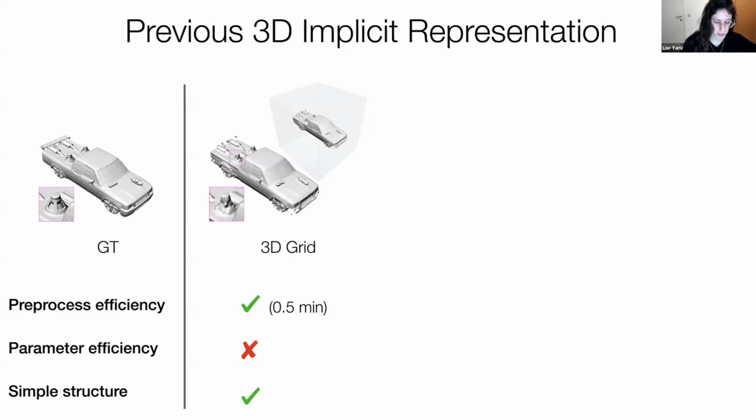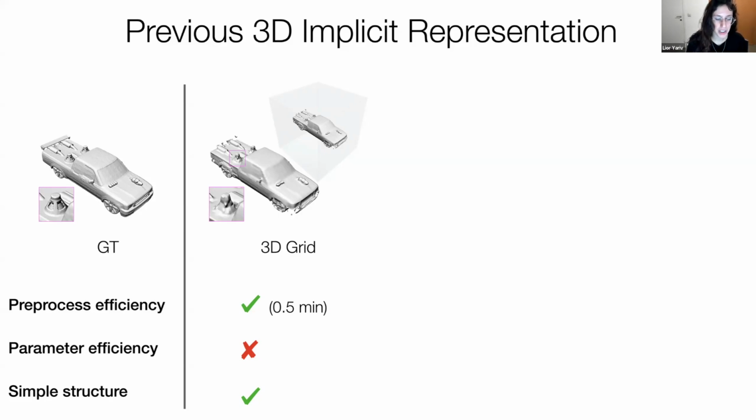So in terms of preprocess, it's very efficient. Think of it as in images, right? We just need to store the SDF values on the voxels of the grid, like sampling an image. That is very efficient and can be done in like half a minute. Its structure is very simple. It's a 3D grid, and you can use 3D convolution, and everything that is basically done for 2D images can be applied here for this 3D grid.